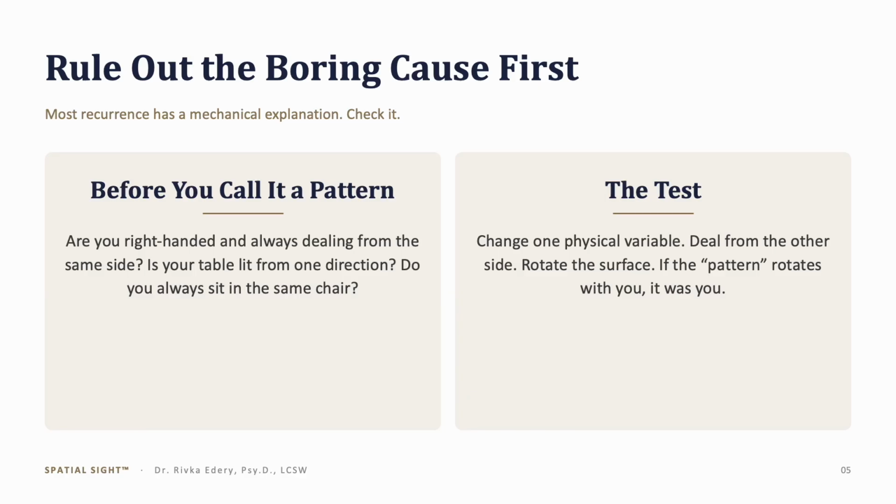So here is a test you can run this week, and I would like you to actually run it. Change one physical variable. Deal from the other side of the deck. Rotate the surface 90 degrees. Sit in a different chair. And then watch what happens to your pattern.